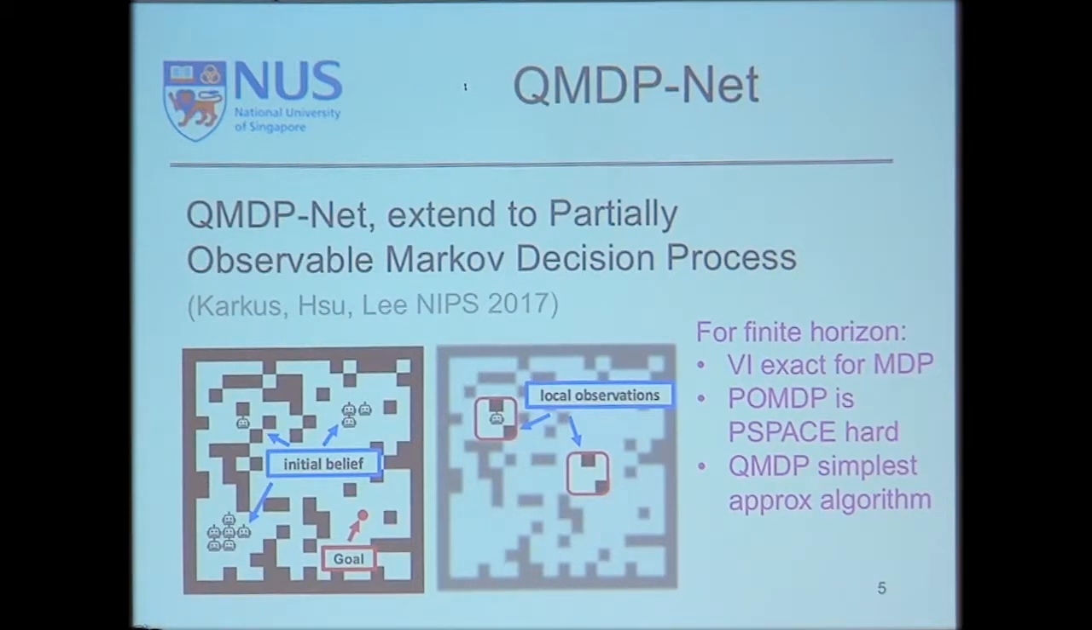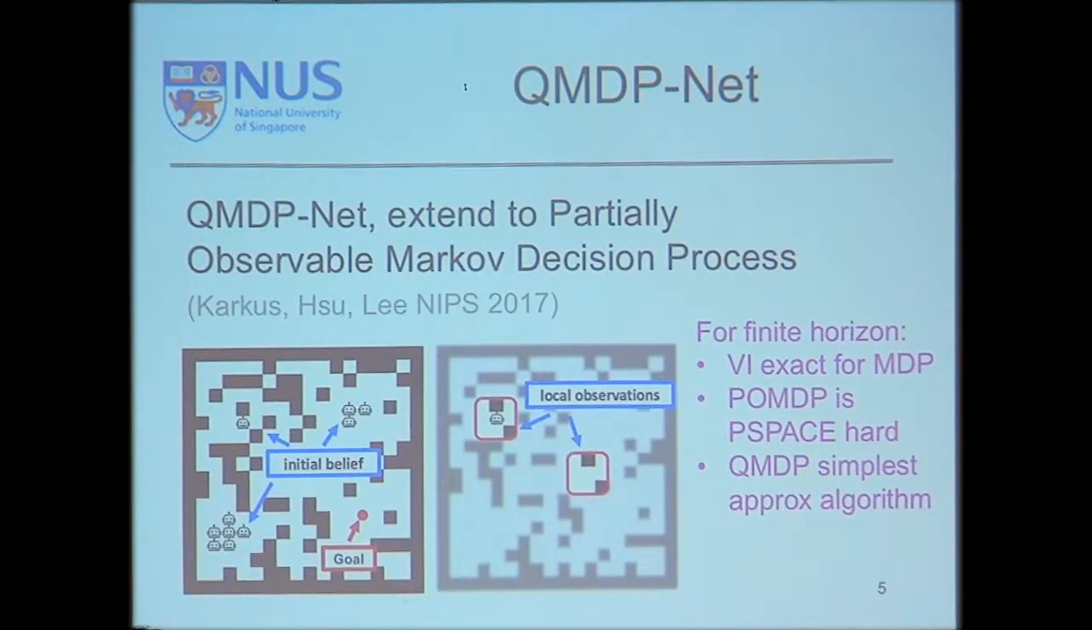So the observations may be local. Like in this case, they are exactly the same in these two positions. So you can't localize yourself exactly, but it helps. You can update your belief and finally localize yourself, presumably.